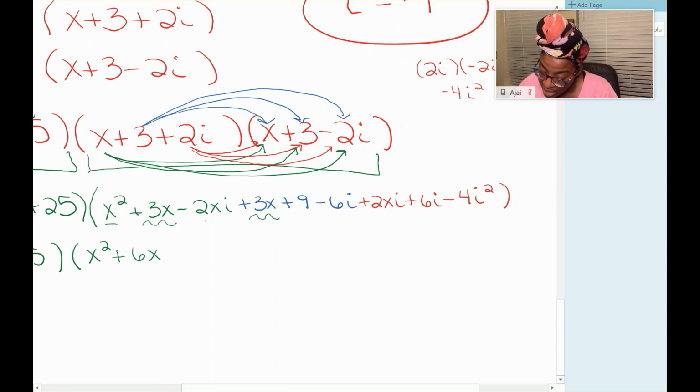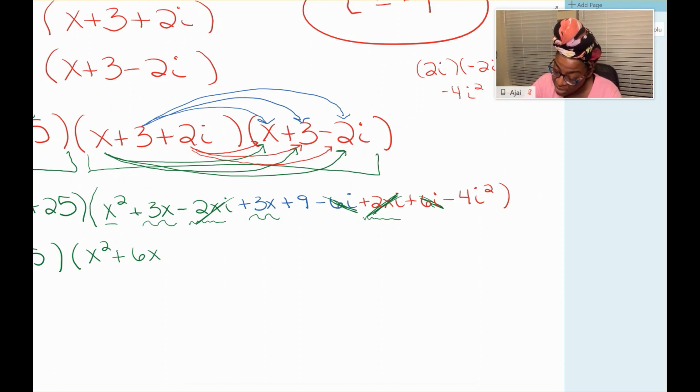I have negative 2xi right here, and then I have plus 2xi. So I have negative 2 plus 2. They cancel out. They go away. And look what also goes away. I have negative 6i plus 6i. Look, they go away. That is going to happen every single time. Your i's should cancel out. Okay? Make your life a little bit easier.